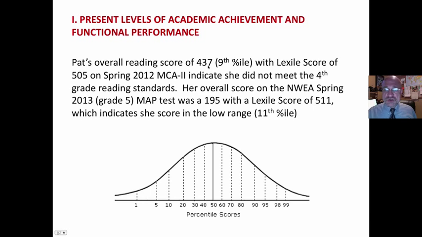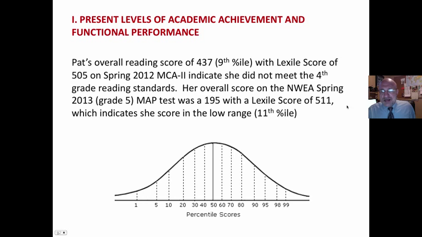Pat's overall reading score, 9th percentile. Lexile score, she did not meet the 4th grade reading standards. Okay, tells us what she cannot do. Overall grade was 195. Lexile score, 511. She is in the low range, 11th percentile, right about there.